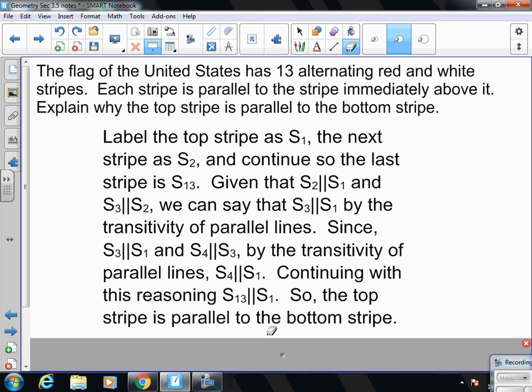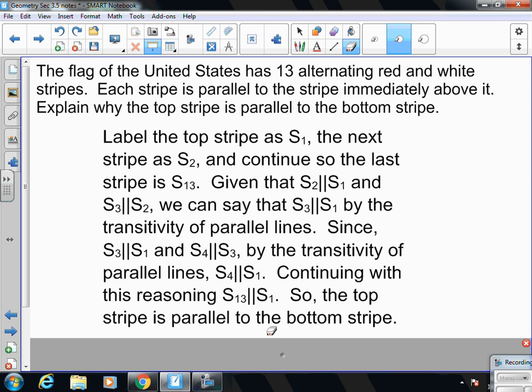So given that S2 is parallel to S1 because each stripe is parallel to the one immediately above it, so stripe 2 is parallel to stripe 1, and stripe 3 is parallel to stripe 2, we can say that stripe 3 and stripe 1 are parallel. Right? That's 1 was parallel to 2, 2 is parallel to 3, then 1 and 3 are parallel. Right? And so by the transitivity of parallel lines, and that's the theorem we just went over, theorem 311.